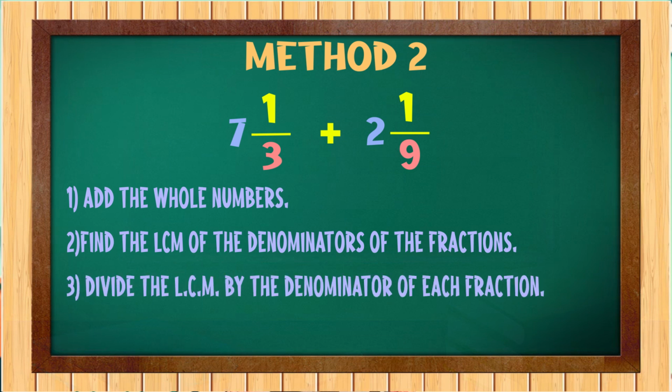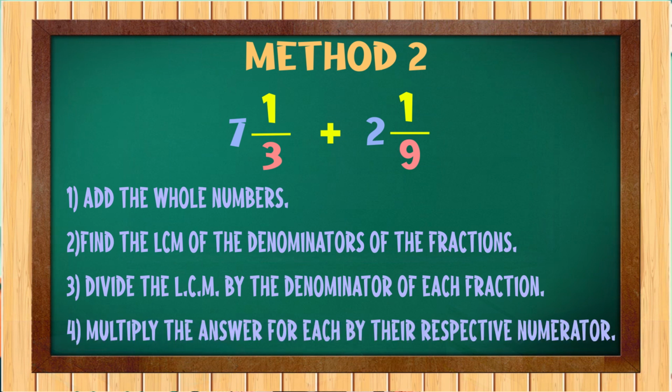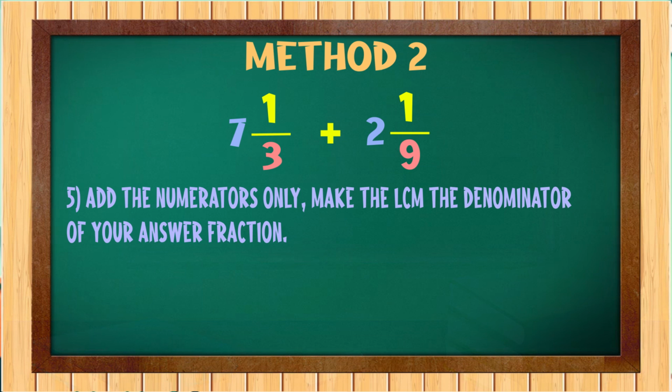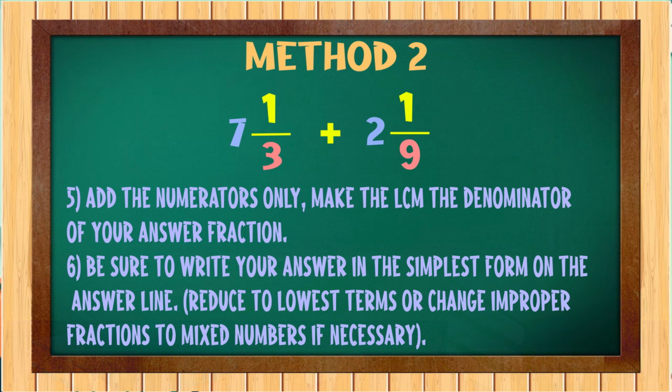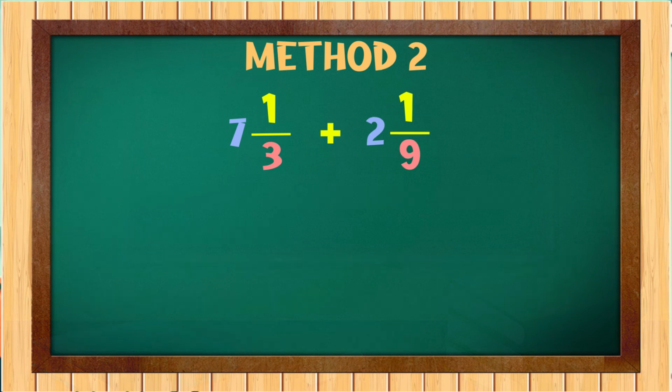Next, we divide the LCM by the denominator of each fraction. Multiply the answer for each by their respective numerators. Add the numerators only. Make the LCM the denominator of your answer fraction. Be sure to write your answer in the simplest form on the answer line. That is, you reduce it to lowest terms, or you change improper fractions to mixed numbers if necessary. Let's see how we will work this method.